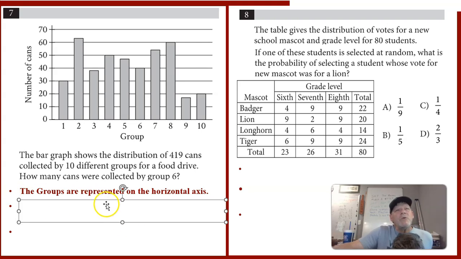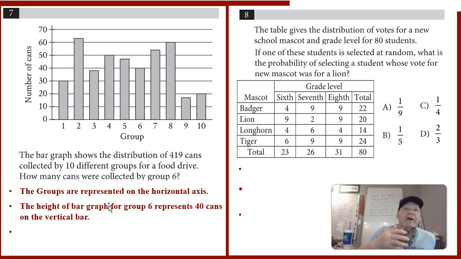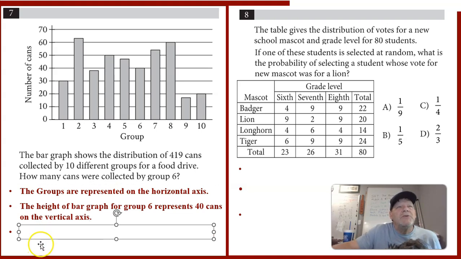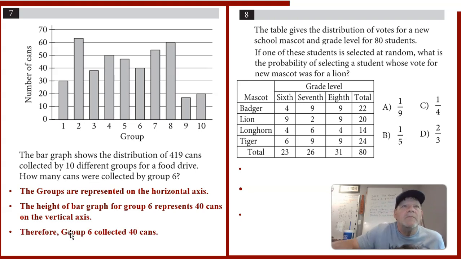The groups are represented on the horizontal axis that we usually call the x-axis. The height of the bar for group 6 represents 40 cans on the vertical axis, which is usually what we call the y-axis. So you just look at 6, we go up the 6. This is how you analyze it, and you go over, and it's going to be 40. So hopefully you were able to get 40.